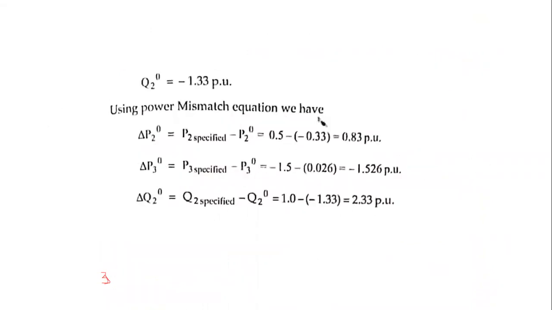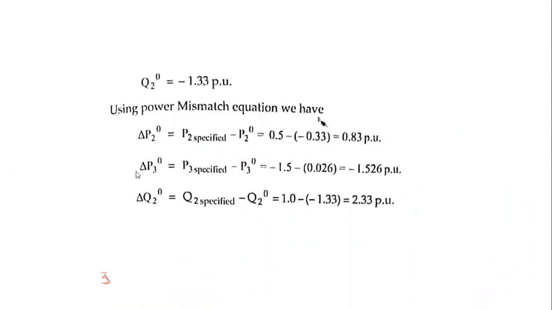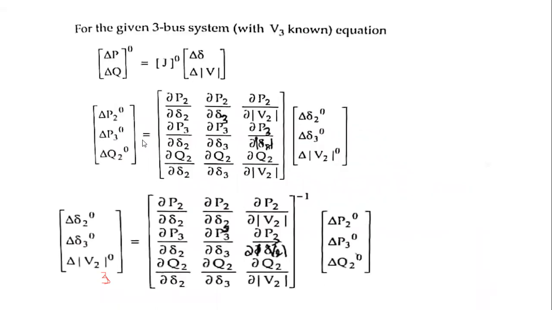Okay, next coming to the step 4, form the matrix linear equations, that is delta P2 power 0, delta P3 power 0, delta Q2 power 0. Okay, these are the specified terms, the specified power mismatch equations. And by using these values, we determine the delta 2 naught, delta 3 naught, delta V2 power 0 by inversing of this Jacobian matrix.